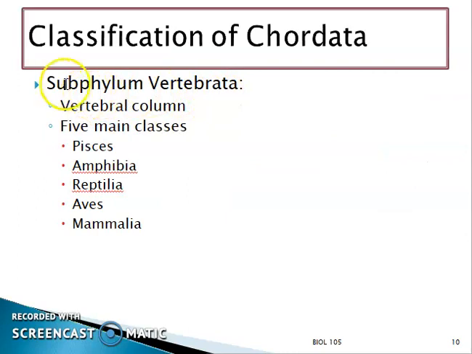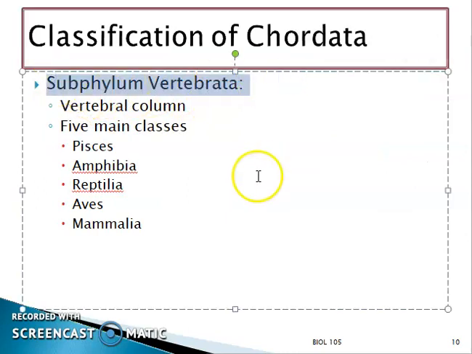Then comes subphylum Vertebrata. Vertebrates are the mostly known organisms. Most of our pets are vertebrates, birds that we normally see, mammals that we normally see, frogs, toads, lizards, fishes, etc. are vertebrates. So these are comparatively larger organisms. What's their main feature? They have a vertebral column.